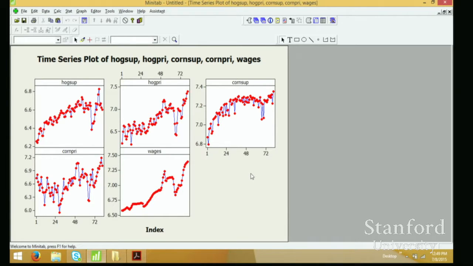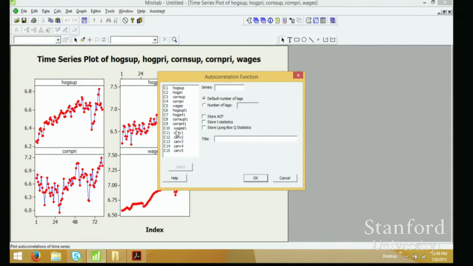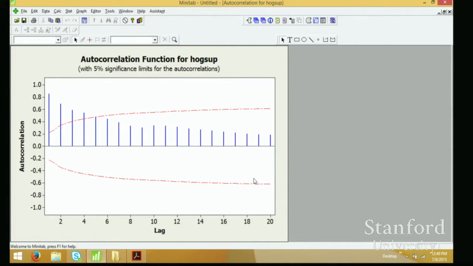So you can quickly check it by looking at the autocorrelation function. I'll just use the hog supply to show you what the autocorrelation function is. So let me go here. Autocorrelation function of, say, hog supply. So that's what you see. Okay. Can you see the first autocorrelation is very close to 1? Okay. So similarly, you can see the other series also have the same kind of structure.